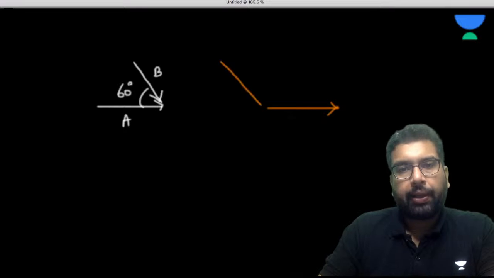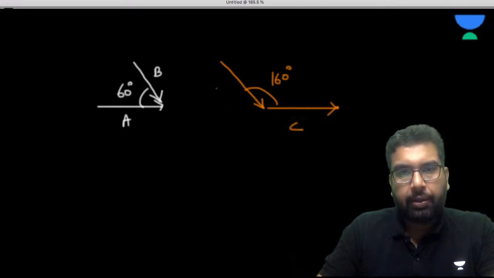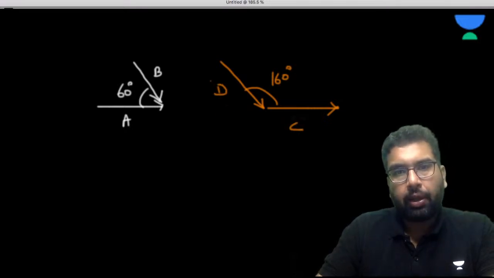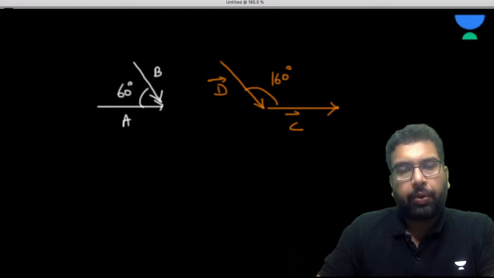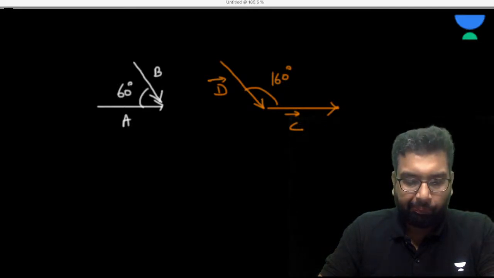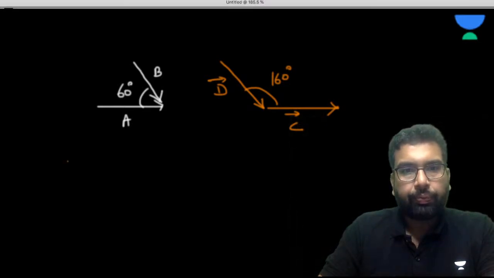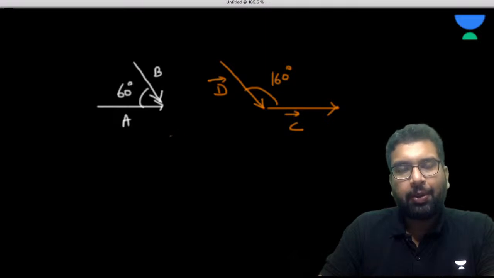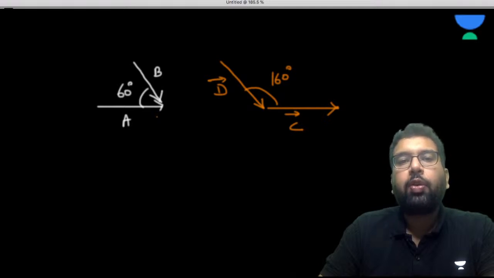And if I say like this, vector C, vector D. What is going to be the angle between these two? So, sir, are they connected tail to tail? No, they aren't connected tail to tail. So for that, what you have to do?